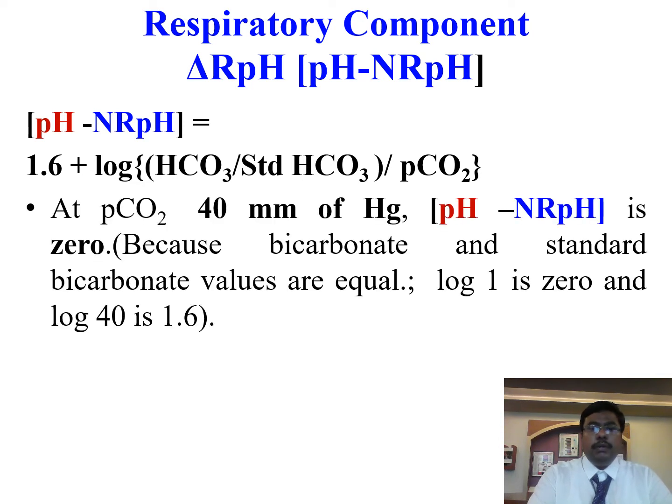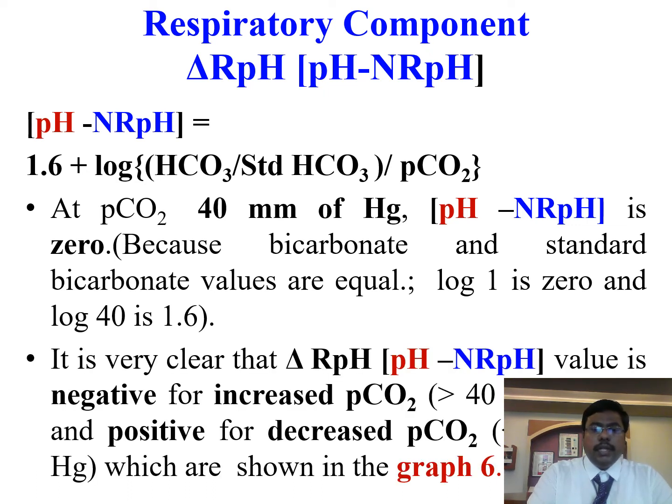At PCO2 40, pH minus NRPH is 0, because we already discussed the ratio is 1. The ratio between bicarbonate and standard bicarbonate is 1 at PCO2 40, because both bicarbonate and standard bicarbonate values are equal. So log 1 is 0 and log 40 is 1.6. If you substitute, we will be getting 0. It is very clear that delta RPH value is negative for increased PCO2 and positive for decreased PCO2 values, which are clearly shown in graph 6.